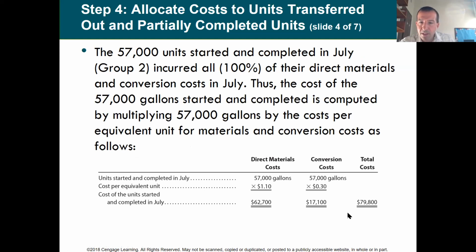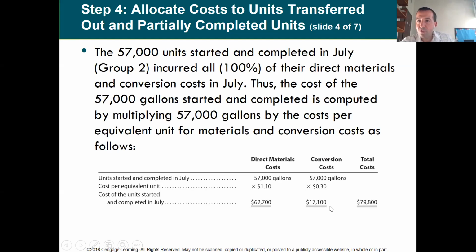For group 2, I allocate the 100% equivalent units for both the 57,000 gallons of direct material and the 57,000 gallons of conversion. I take the 57,000 gallons, multiply it by $1.10, and I get 62,700 direct material costs. For conversion, I take the 57,000 gallons, multiply it by 30 cents. I get 17,100. So my total cost is 79,800.